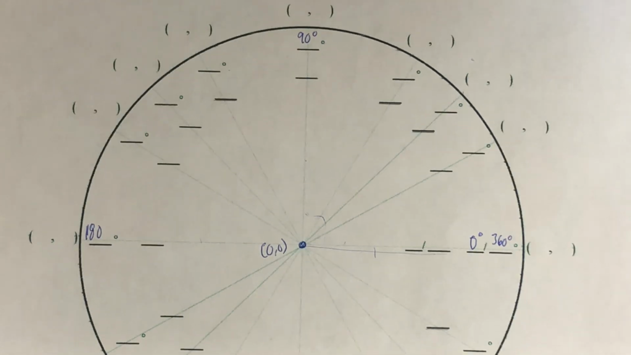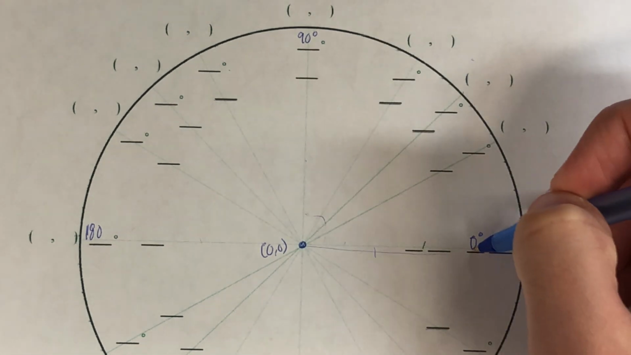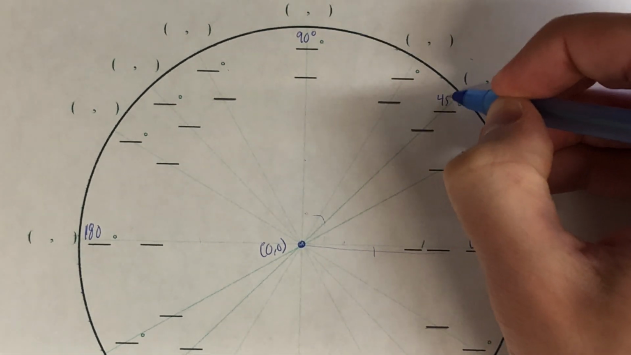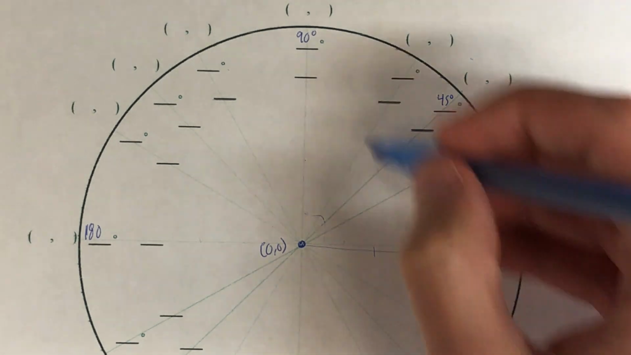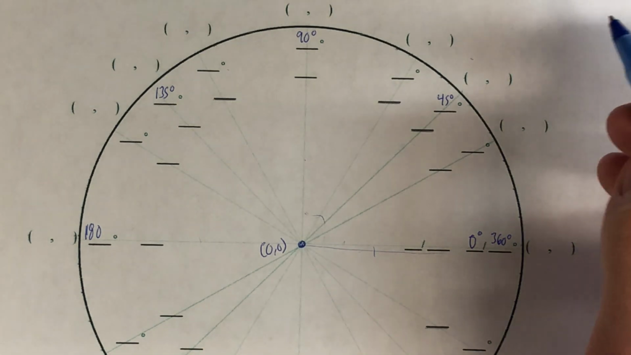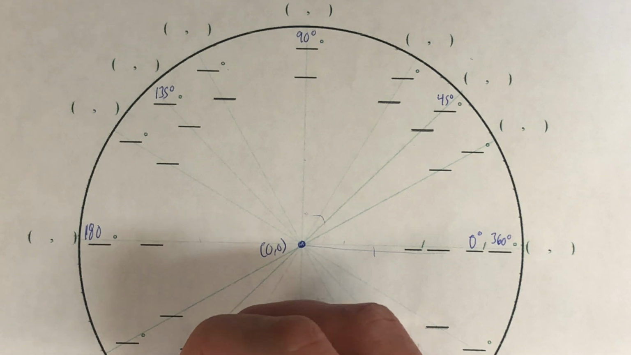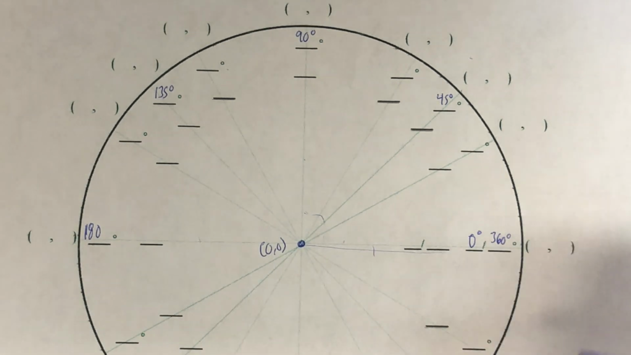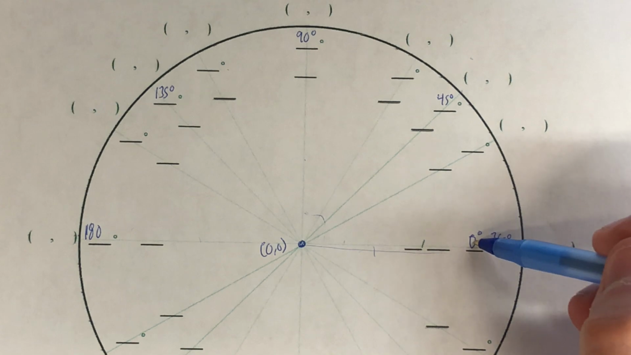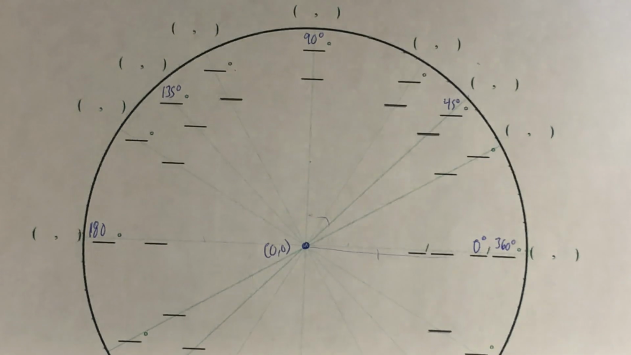So continuing, we also have these angles halfway between, like 0 and 90. So half of 90 is 45, so this is a 45-degree angle. Halfway between 90 and 180 is 135. Halfway between 180 and 270 is 225. Halfway between 270 and 360 is 315. So all of these have a distance of 45 between them. 0 plus 45 is 45, plus 45 is 90, plus 45 is 135, and so on.